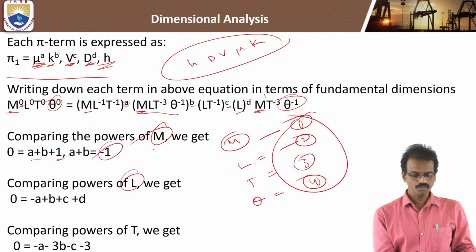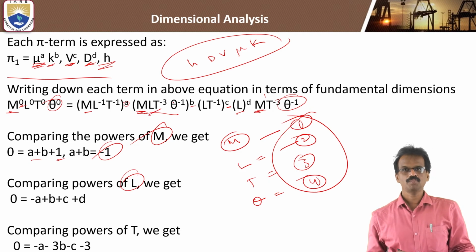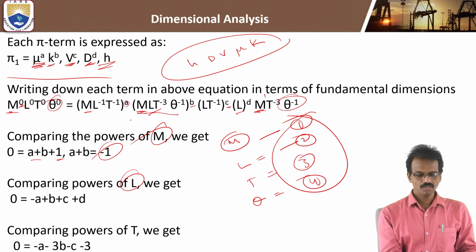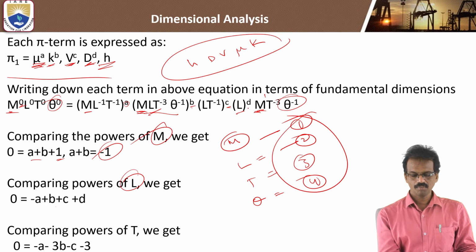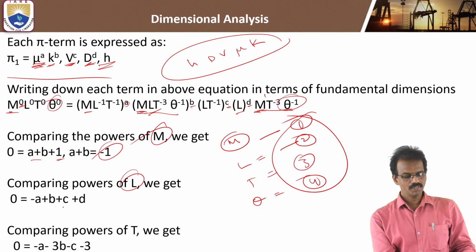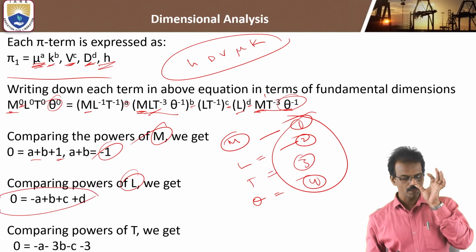Next, comparing the powers with respect to L. Here the L power is equal to 0. Here the L power is equal to minus a. Here the L power is equal to b minus a b. Here the L power is equal to c, and here the L power is equal to d. Here there is no L. So 0 is equal to minus a plus b plus c plus d. So this is one more relationship.